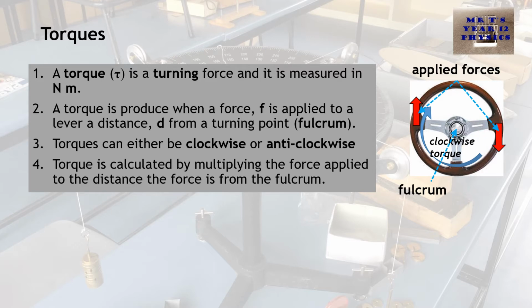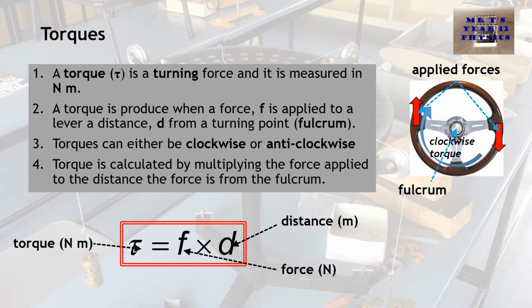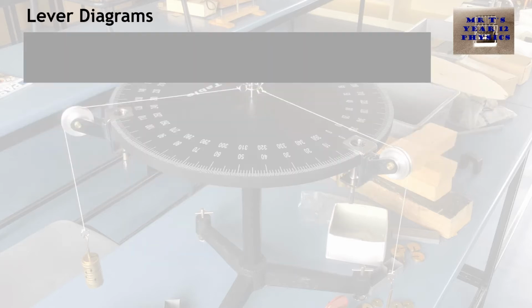Now we can calculate the torque in any situation by using the following formula. D equals distance, F equals the force that is applied. Sorry, D is the distance from the fulcrum to where the force is applied, F is the size of the force, and tau here is the torque, or how big our turning force is.